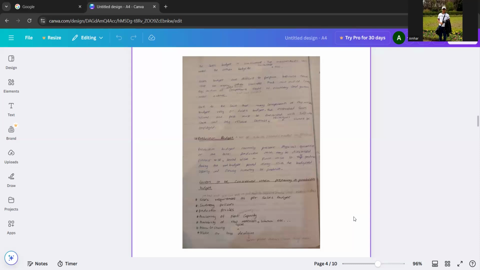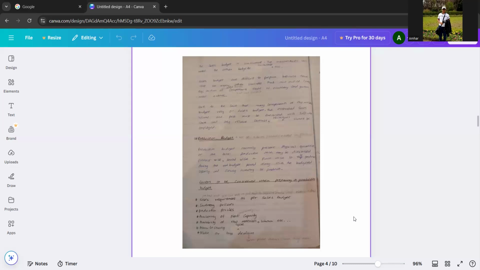Okay, and due to the fact that many components of the master budget rely on sales budget, the estimated sales volume and price must be forecasted with sufficient care, and only reliable forecast techniques should be employed. So, many parts in the master budget will rely on the sales budget. So, the estimated sales volume and price, all of them must be forecasted with sufficient information.